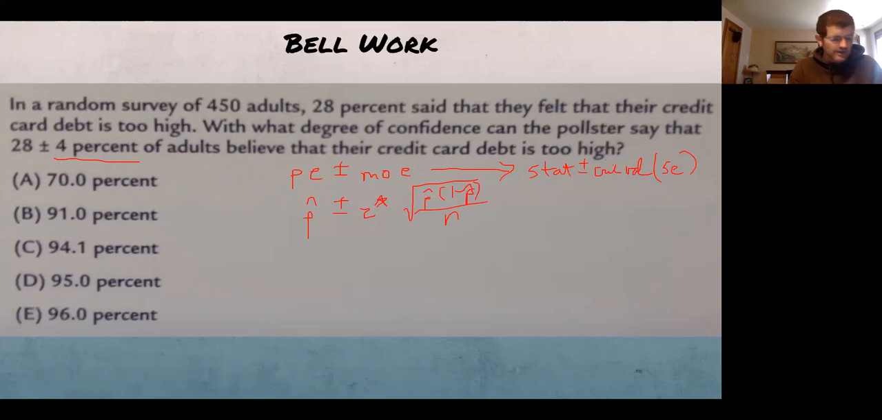And really, we don't care about the point estimate. We do have it, but we don't care. So here's what I'm going to kind of boil this down to. Our margin of error, I'll just put the 0.04 because they're already telling us that it's a 4% margin of error. The margin of error plus or minus z star, and we don't know that because we don't know our confidence level. Square root 0.28 is our p hat. 0.72 is 1 minus p hat, and n is 450.